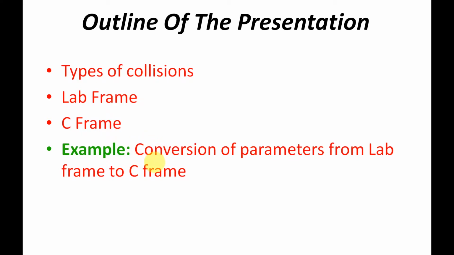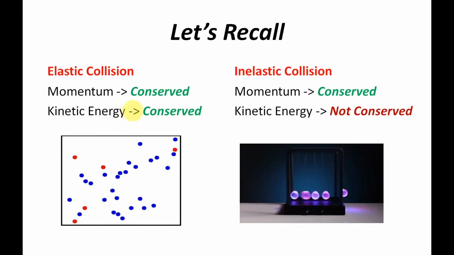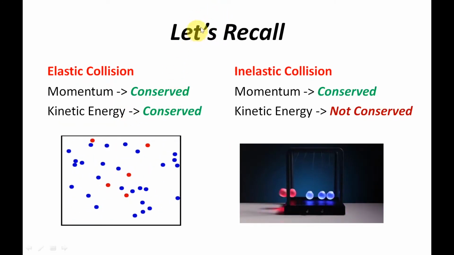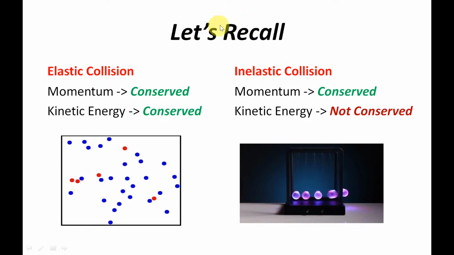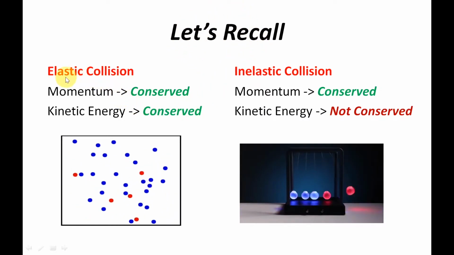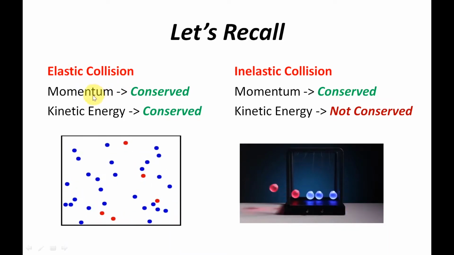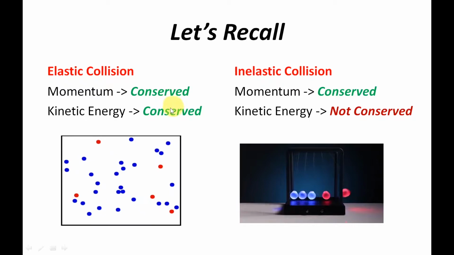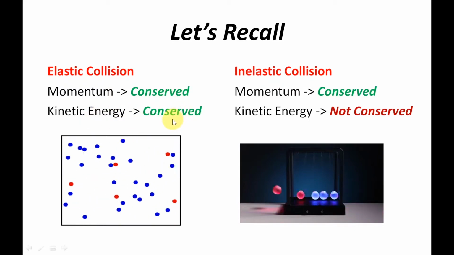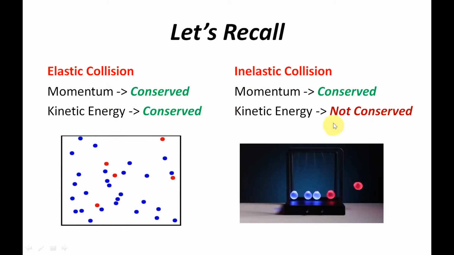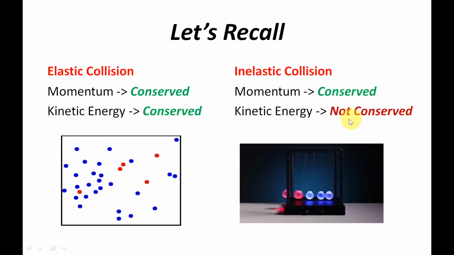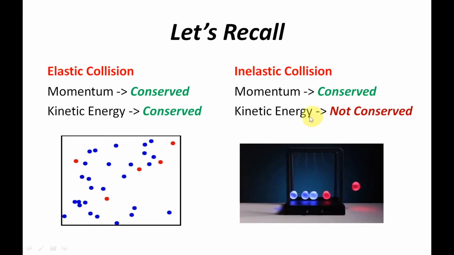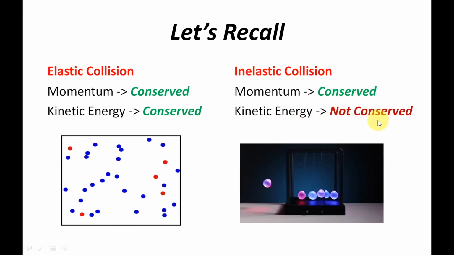So let's move on to the first topic, types of collision. What are the different types of collision? Let's recall, everybody knows this topic. For elastic collision, to be very precise, the momentum is conserved and the kinetic energy is also conserved. But in an inelastic collision, the momentum is conserved, but the kinetic energy is not conserved.